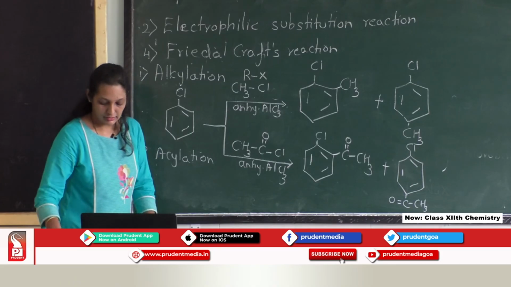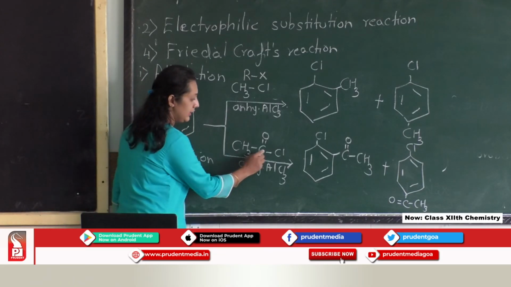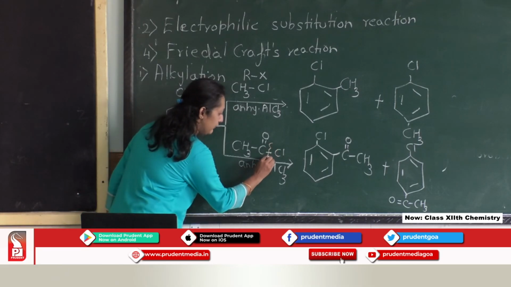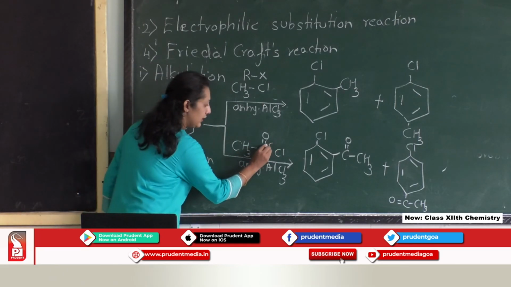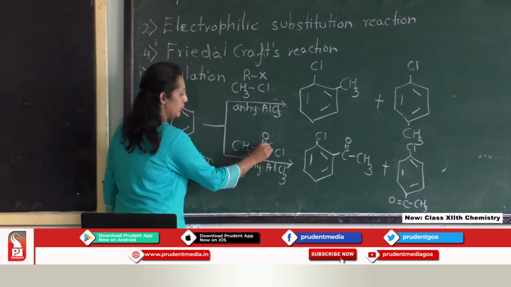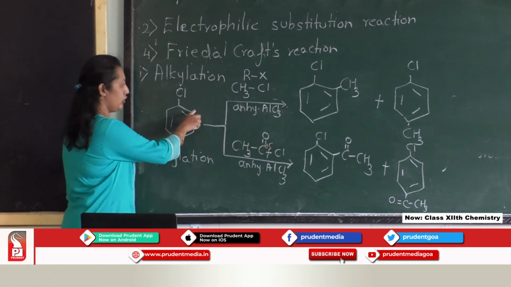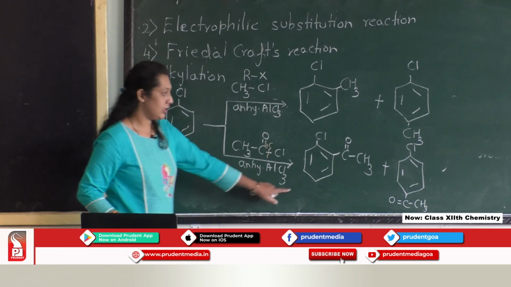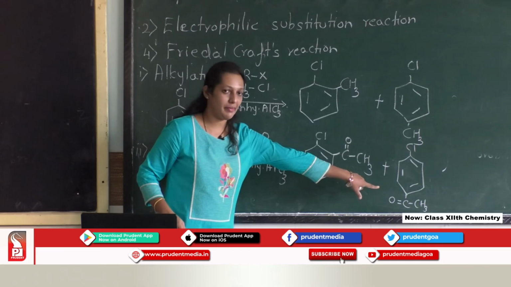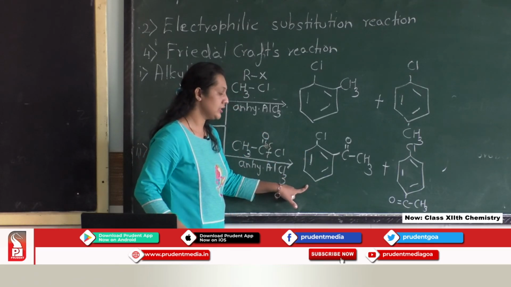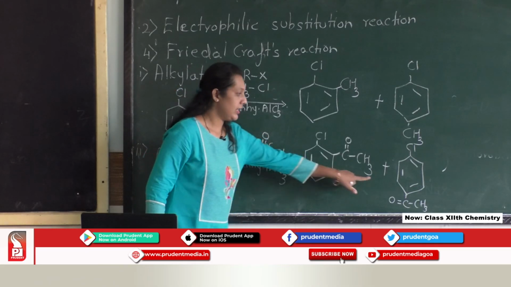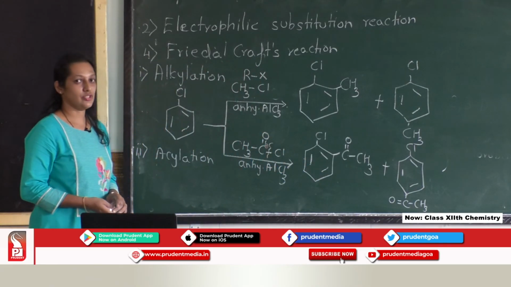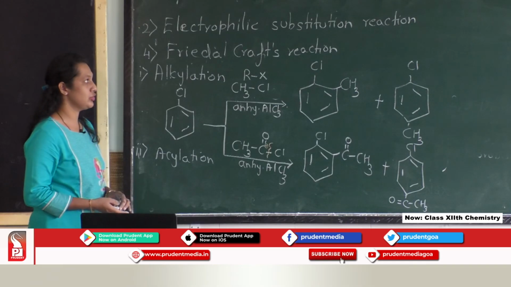Second one, when we take the ethanoyl chloride, that is an acetyl chloride, the bond will get cleaved over here and this one will have the positive charge. So, this will come and attack on the ortho position and on para position. So, the compound will get the ortho directing and the para directing. The name of this compound is 2-chloroacetophenone and 4-chloroacetophenone. So, these are the 5 reactions that come under the electrophilic substitution reaction.